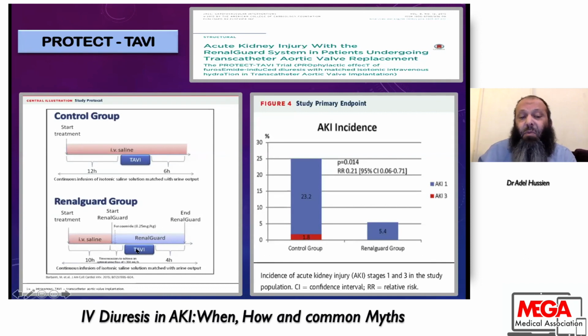This was the protocol of the study, the control group compared to the renal guard, using the renal guard with TAVI. They start normal saline, 250 ml as a bolus 30 minutes before the procedure. Then they start diuresis in the form of Frisomite at 0.25 milligram per kg at the time of procedure. Then they have a target. What's the target? The target of urine output more than 300 ml per hour. Once they have this target, they move the patient to the procedure, and they continue this renal guard, which is the urine-to-volume 1 by 1 cc replacement for 4 hours post procedure.